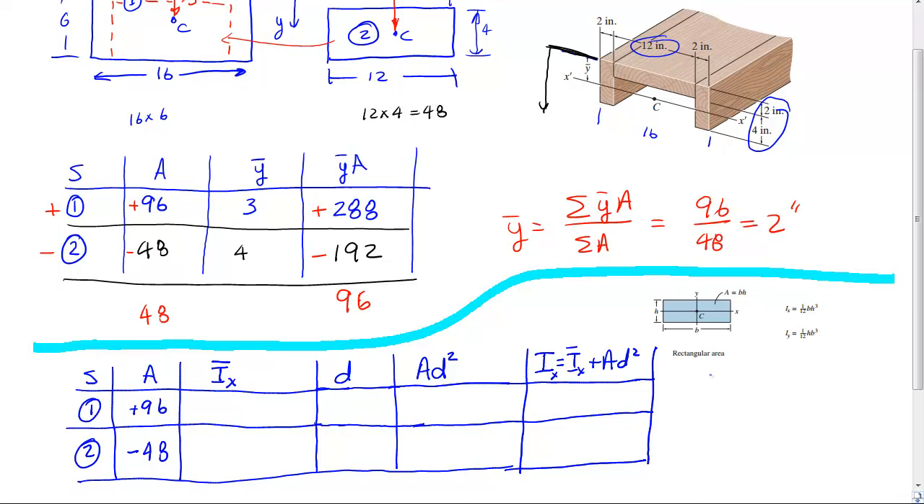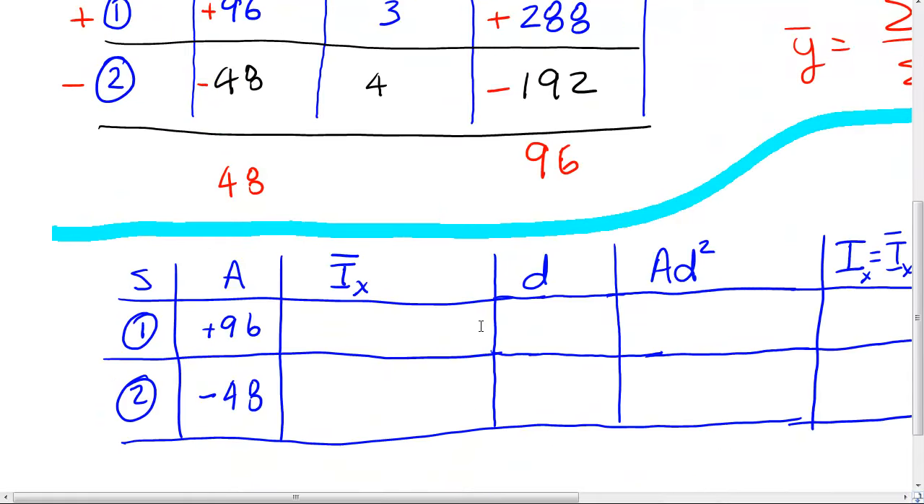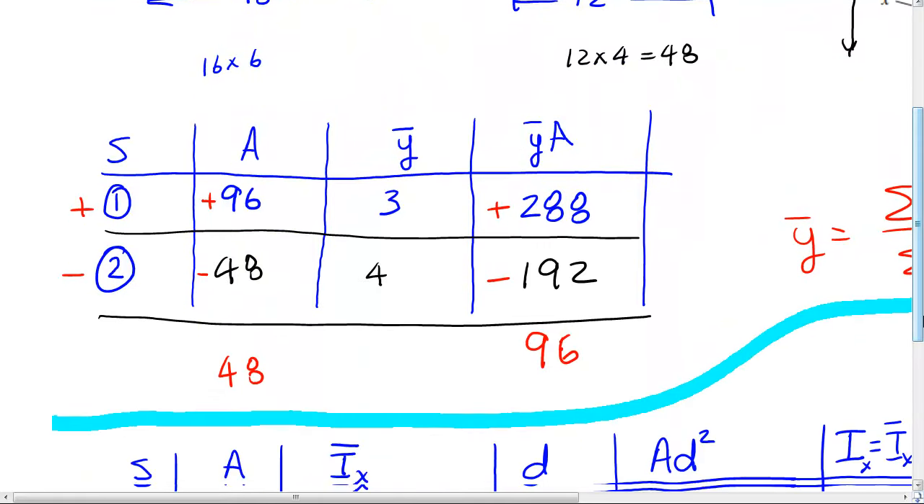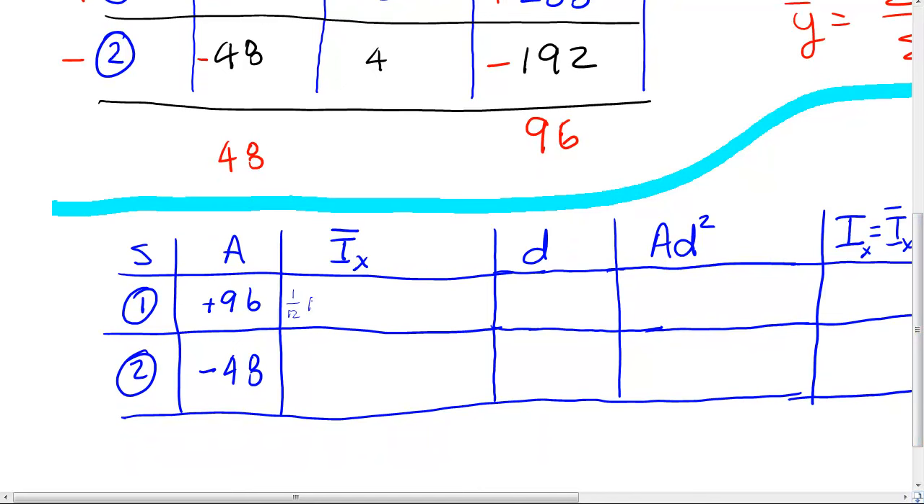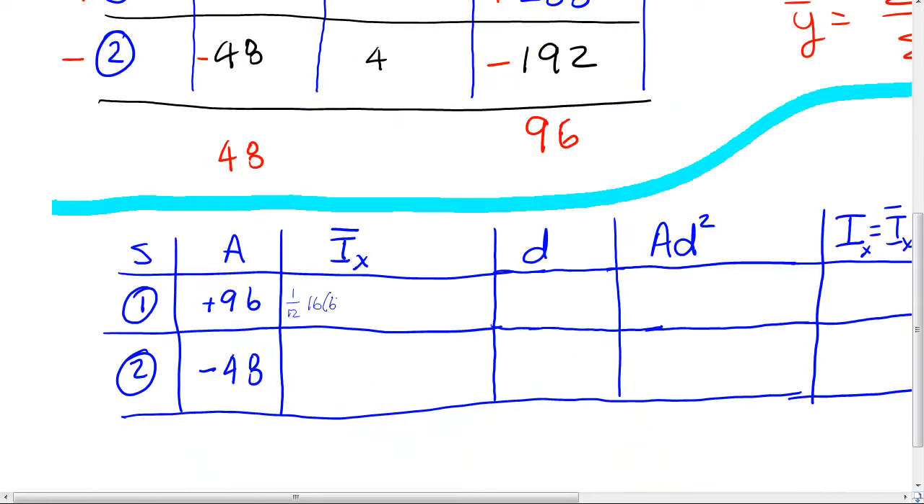for the first solid, I'll make it a little bigger so my writing will be smaller. So the 1/12, or here, I can even make the pen thinner. 1/12, the base. The base of section 1 is 16, times the height, which in that case was 6. 6 to the third will equal to.